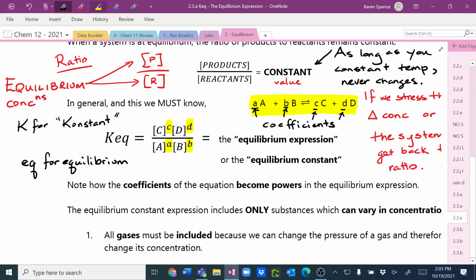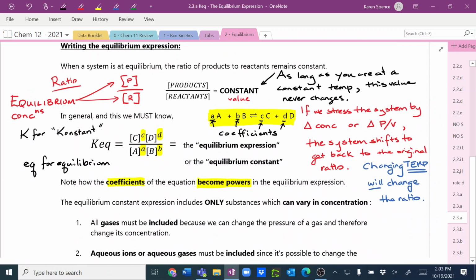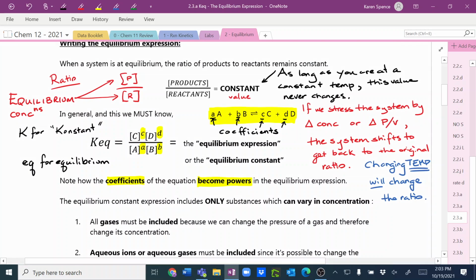Okay, and I know I've already mentioned it, but notice how the coefficients become powers in the equilibrium expression. The equilibrium expression includes only, because it's got concentrations, yes? It only includes substances which can change in their concentration, which can vary in concentration.